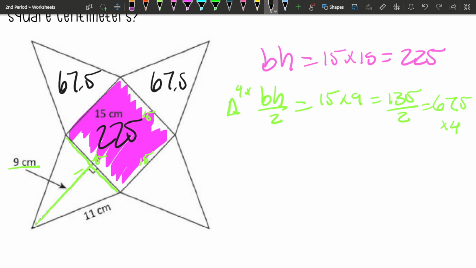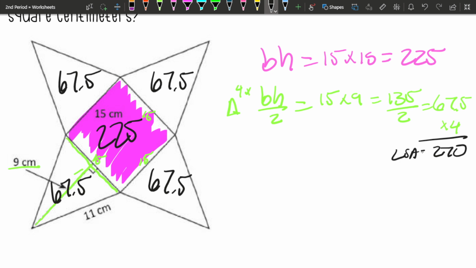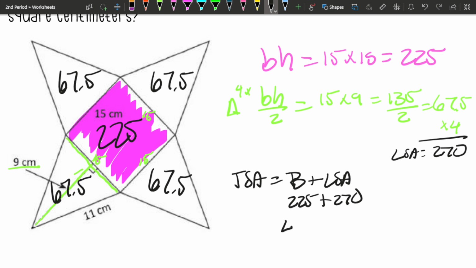67.5, 67.5, 67.5, and 67.5. So 67.5 times 4 gives us 270. This is my lateral surface area, not including the base. Now, to find the total surface area, I do the base plus the lateral surface area. I only have one base, which is 225 plus 270. When I add those two, I get 495 centimeters squared. Total surface area.